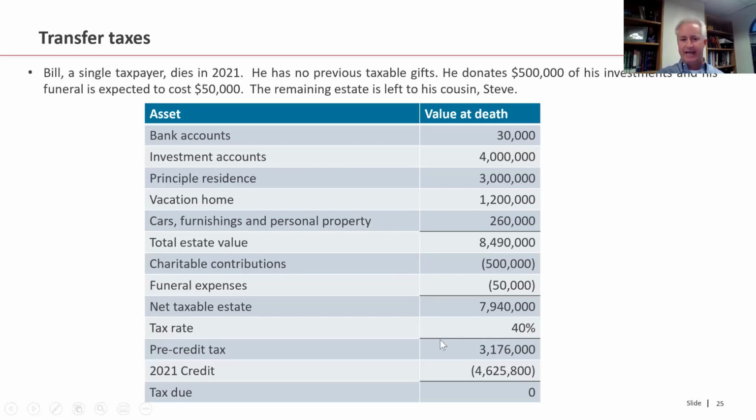Multiplied by 40%, his tax would be about 3.2 million. But again, he gets to apply that credit. In 2021, the credit is about 4.6 million. That wipes out all the tax. So you can see that you really do need to have a fairly sizable estate before you're going to pay any of these transfer taxes.